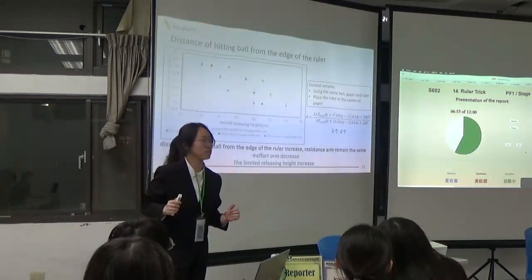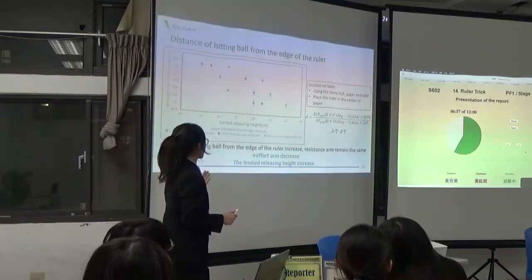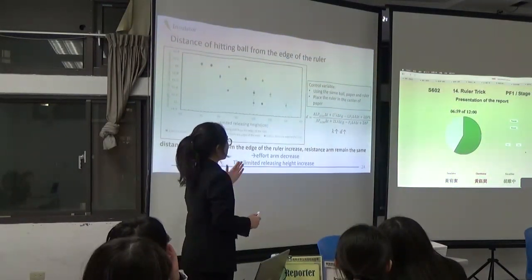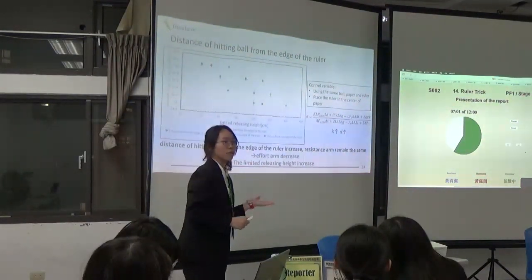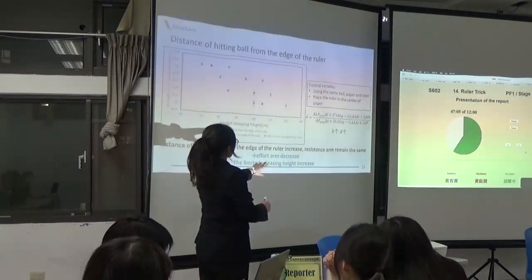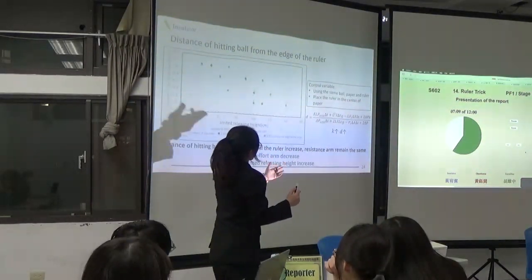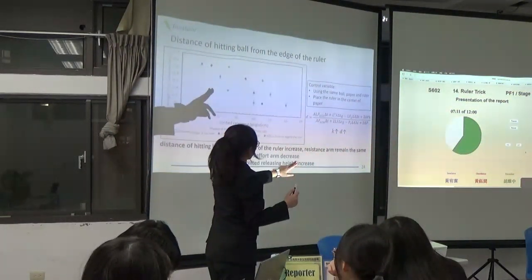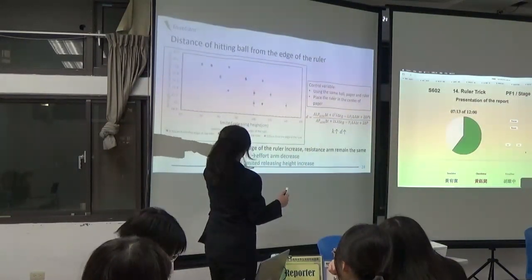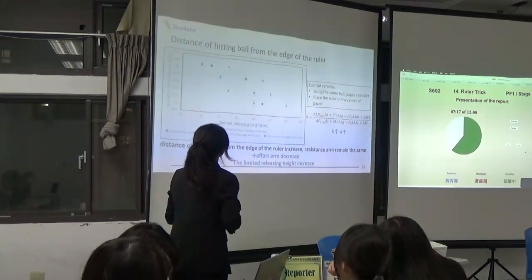And next is the distance of the hitting ball from the edge of the ruler. And you can see that as the distance of the hitting ball from the edge of the ruler increases, the resistance arm remains the same, so the effort arm will decrease, and the limited releasing height will also increase. Then see our theoretical model of the solution of D. You can see that when the K increases, the D will also increase, and through our chart you can see that the theoretical model fits with our experiments.